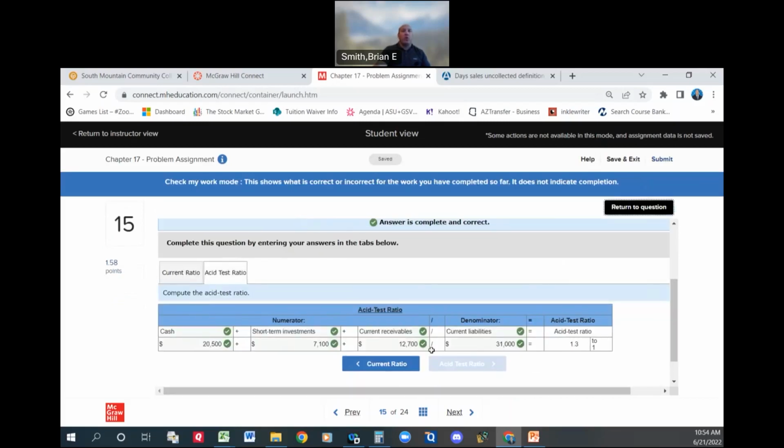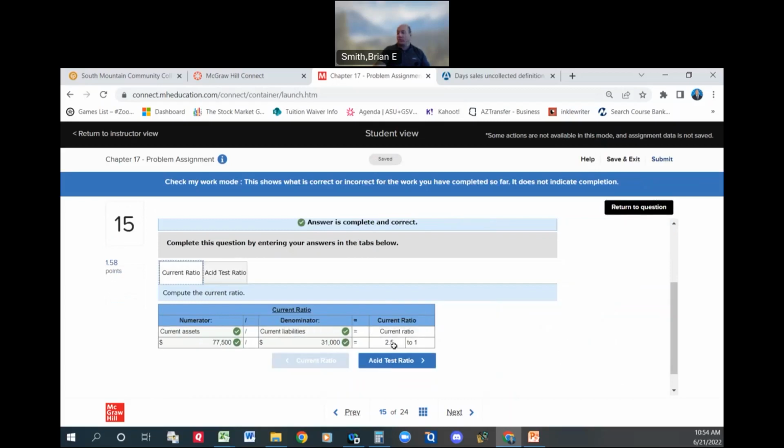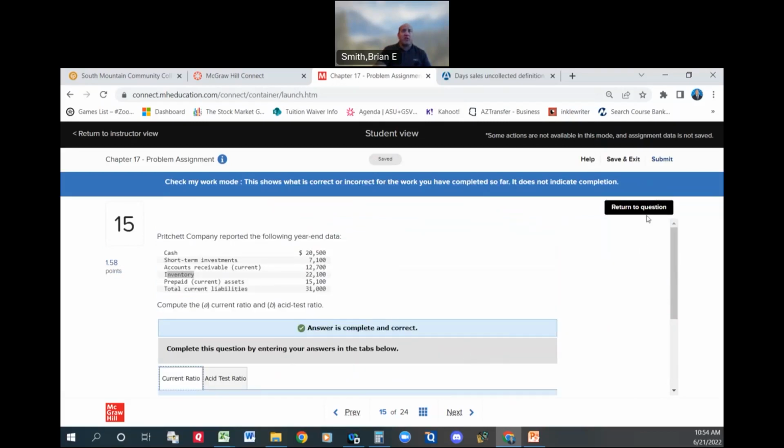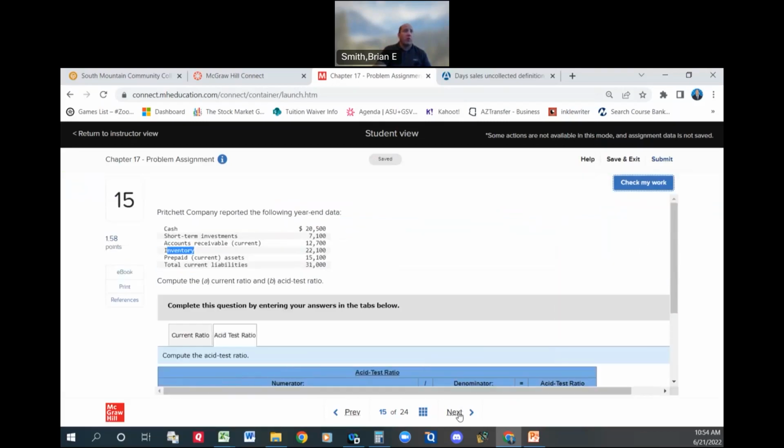Look at this. It was 1.3 to 1 with the acid test ratio, where before it was 2.5. That tells me we've got a ton of inventory to be concerned about. So we're not gonna put a whole lot of stock in the current ratio here. So it's definitely something you want to consider when you're doing your report.